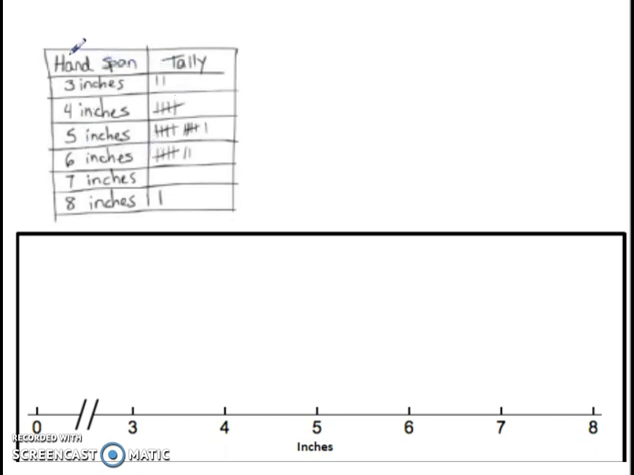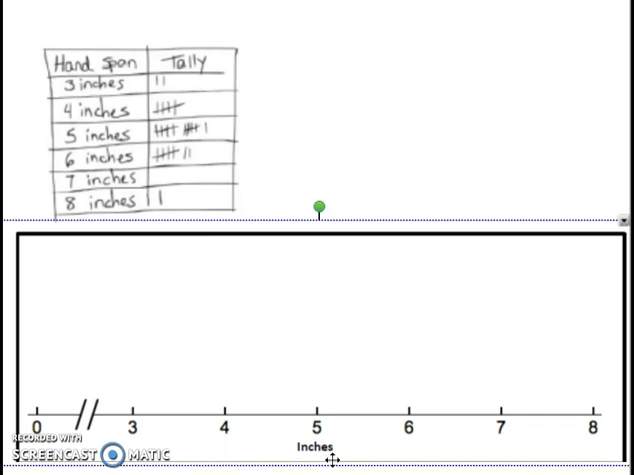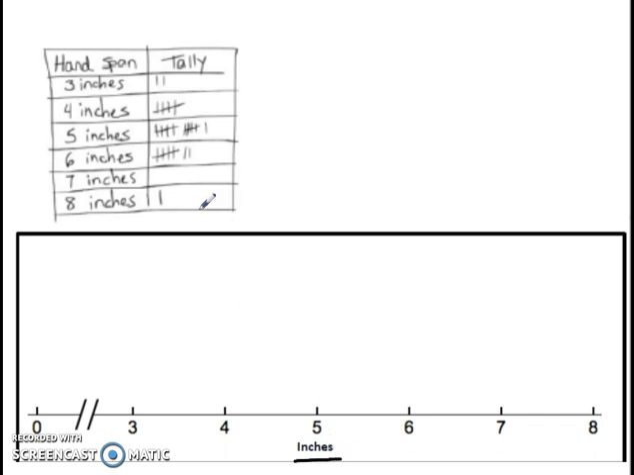Let's take a look at our first data table. It's called handspan. So these are the handspans. They're in inches. We have 3 inches, 4 inches, 5 inches, 6 inches, 7 inches, and 8 inches. And over here are the tally marks. The tally marks each represent a person with that handspan. If you notice, our line plot has already been labeled in inches. So each of my numbers represents an inch. So here's 3 inches, 4 inches, 5 inches, 6 inches, 7 inches, and 8 inches.